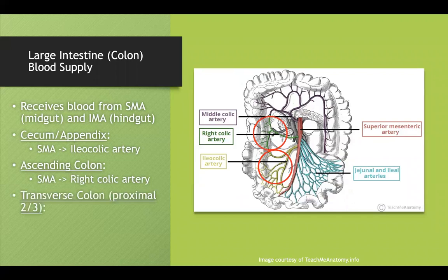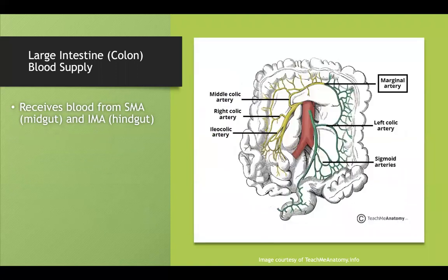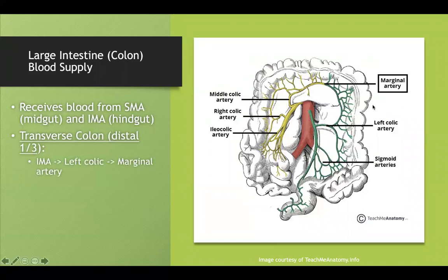And then for the proximal 2/3 of the transverse colon, that's going to go straight from the SMA to the middle colic artery. Now moving on to the regions of the colon that are supplied by the hindgut, or the IMA, the transverse colon will be supplied by the inferior mesenteric artery, which will branch off here to the left colic artery and eventually attach to the marginal artery here to supply this distal region of the transverse colon.